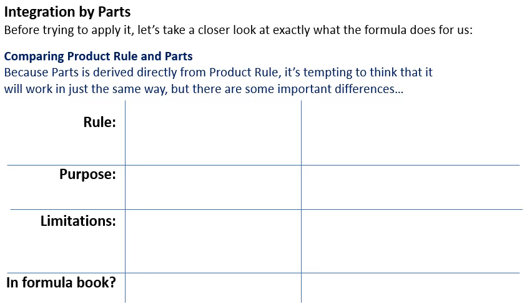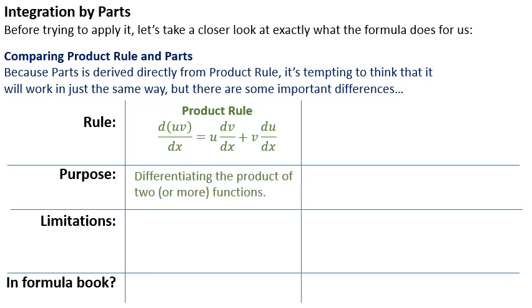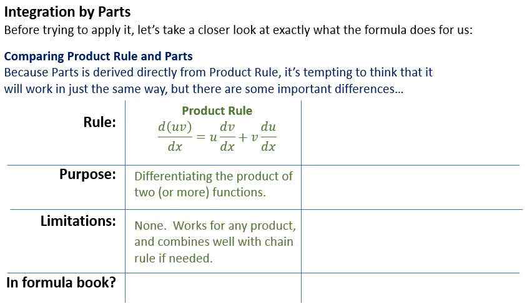To start with, the product rule, u dv by dx plus v du by dx, its role is to allow us to differentiate the product of two or more functions. If you've got two functions that you know the derivatives of independently, then we can use the product rule to find the derivative of the product of those two functions. Limitations, well, it doesn't really have any. You can apply the product rule as many times as you like, and it doesn't get that much more complicated just because you're applying it to multiple terms within a product.